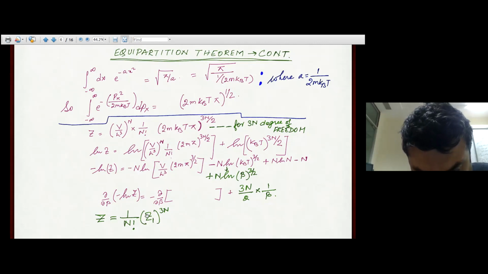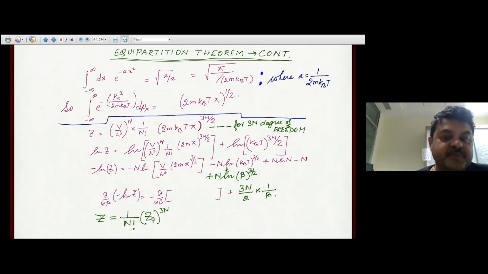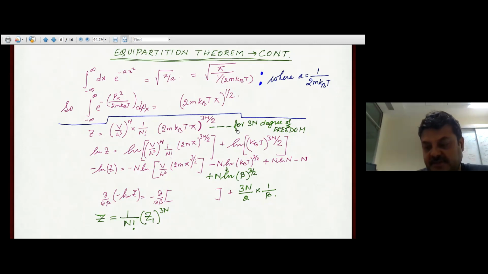So just be careful about this. I think this expression might be slightly wrong, because here I'm writing 3N, but then inside this, if there is volume also, there can't be volume. So this expression I'm pretty sure is wrong. Just be careful. This one is correct, but just think about it.